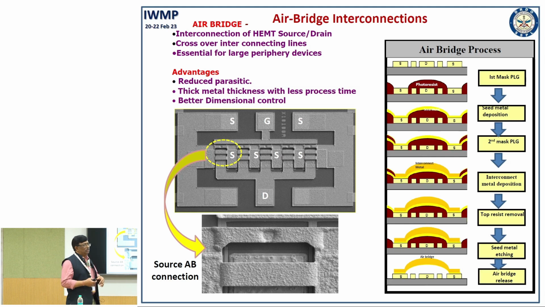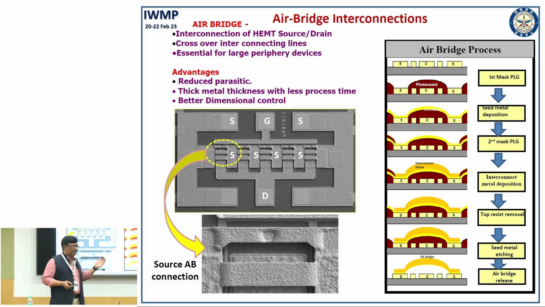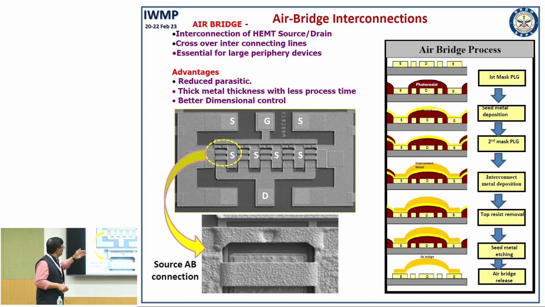And as I told you, there are multiple fingers, and all these fingers need to be connected by metal crossover. Metal crossover may use a dielectric for isolation, but that dielectric adds to stray capacitance. So, minimum capacitance is given by air. So, air bridges are formed. This is the process and these are the devices.